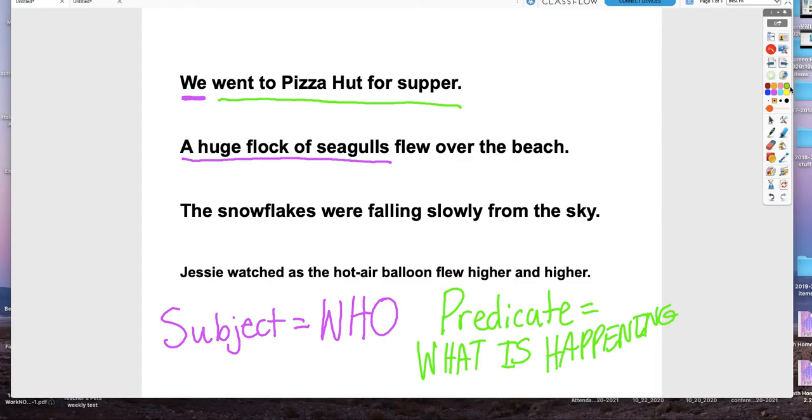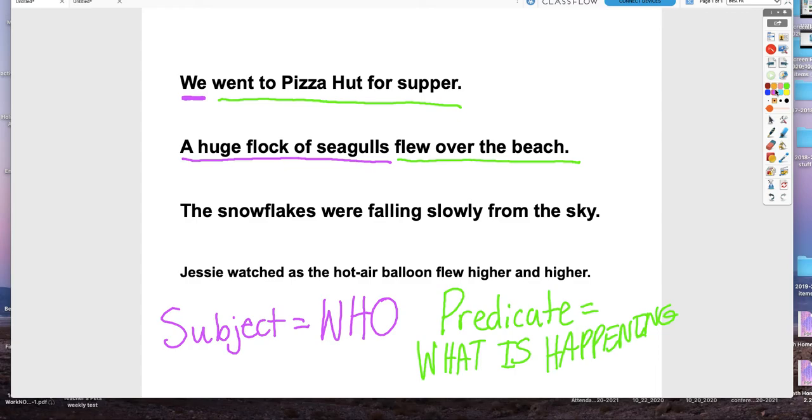Flew over the... Fantastic. All of those words. Flew over the beach is the predicate. Give me a second. I'm going to the beach. Okay, I'm back. I can go to the beach just that fast. Fantastic. All right, next sentence.